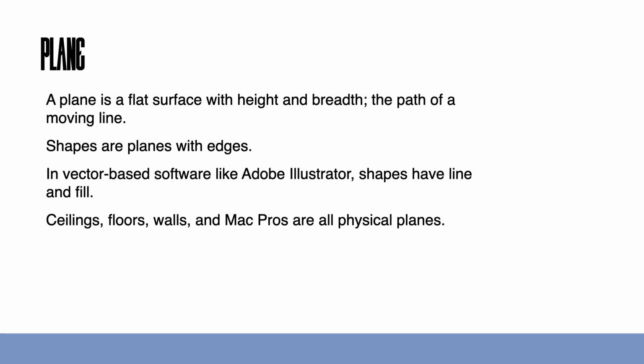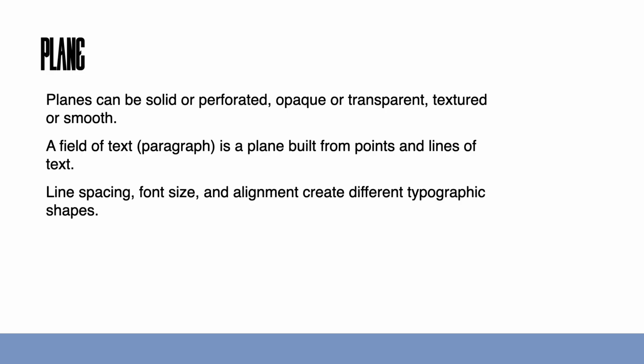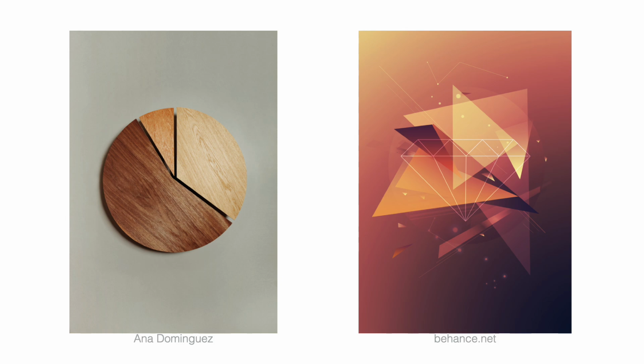And probably from wherever you're listening to this lecture, you have several examples around you of what a physical plane is. Planes can be solid or perforated, opaque or transparent, textured or smooth. There's a lot of different varieties of what a plane could be within your circle. A field of text or a paragraph is a plane built from points and lines of text. Line spacing, font size, and alignment create different typographic shapes. Again, some examples of planes being used.